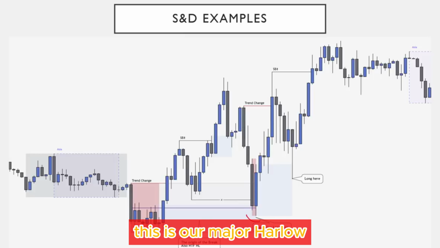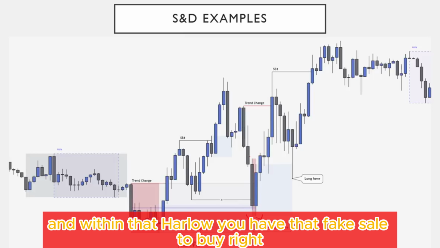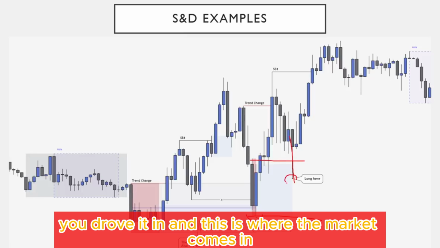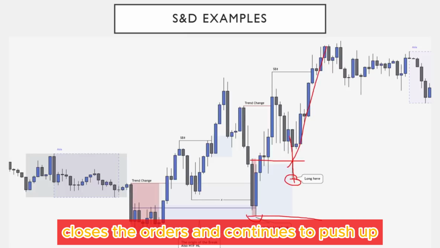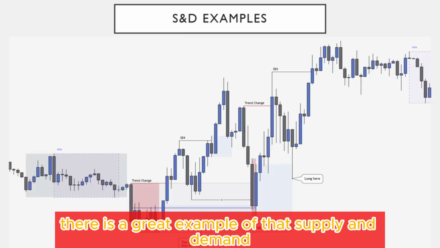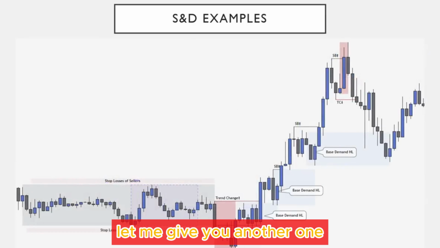This is our major high low, and within that high low, you have that fake sell to buy, right? You draw it in, and this is where the market comes in, closes the orders, and continues to push up. Okay, so there is a great example of that supply and demand. Let me give you another one.